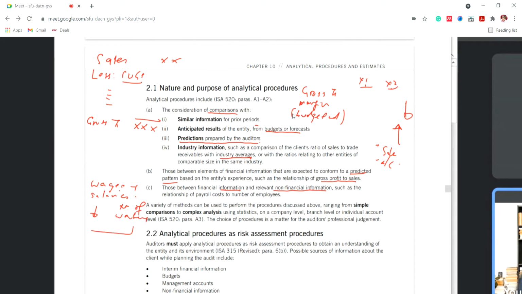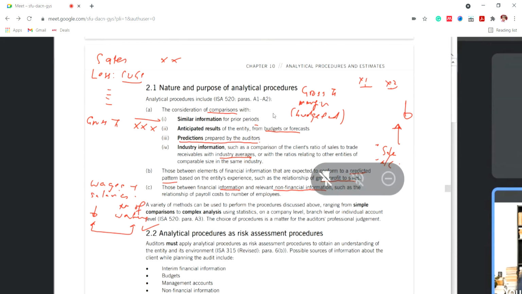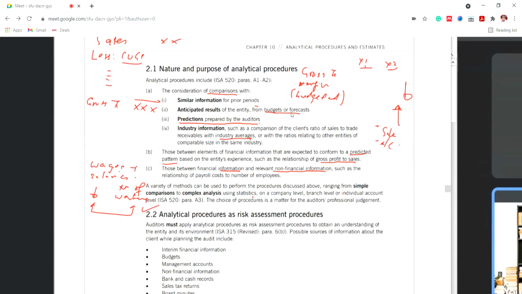Okay, if the relationship is consistent with your prediction, then it is accepted. If it deviates from your prediction, you have to investigate. So that is the meaning of the analytical procedure that you are going to perform. Okay, you can compare from simple comparison to complex analysis using statistics. So it depends on the clients that you audit.